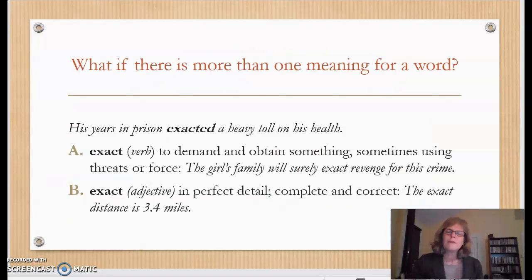But what happens if you look up a word, you don't know the meaning, and they give you more than one definition? So let's just work with that for a minute. Here's a sentence with the word exacted. Which definition matches this sentence? His years in prison exacted a heavy toll on his health. Would you choose A or B?